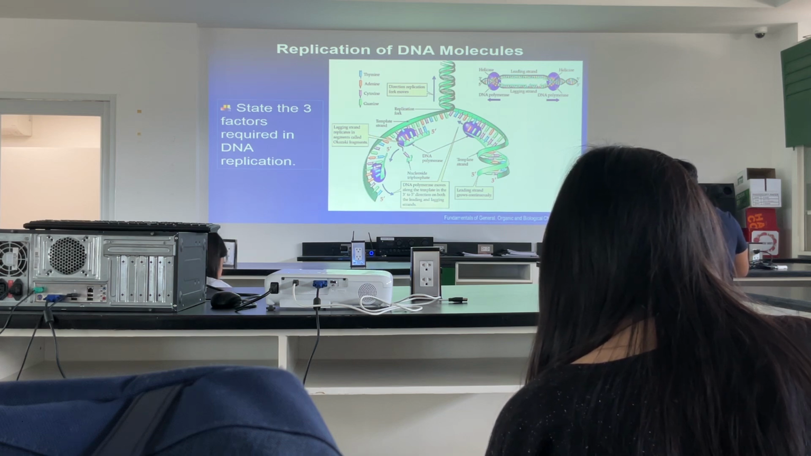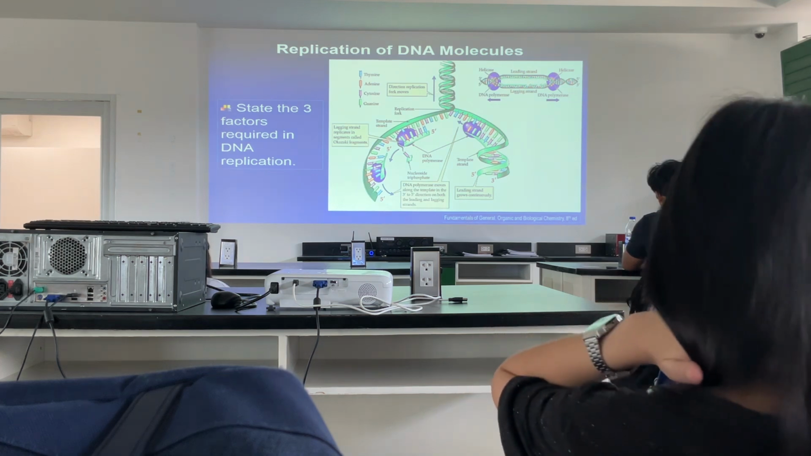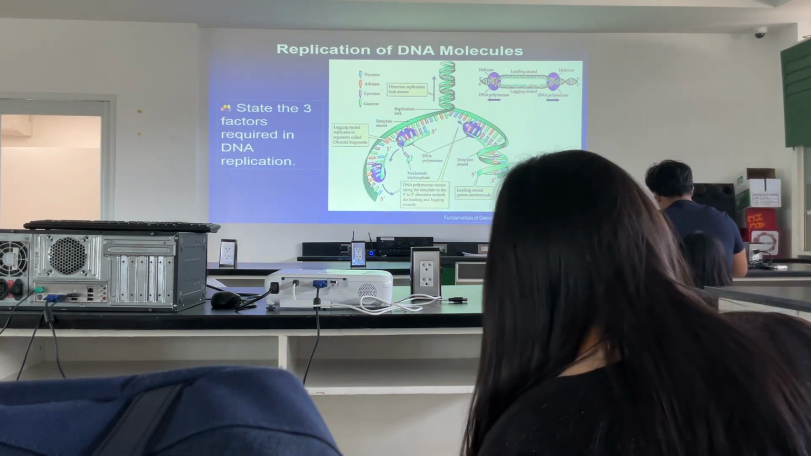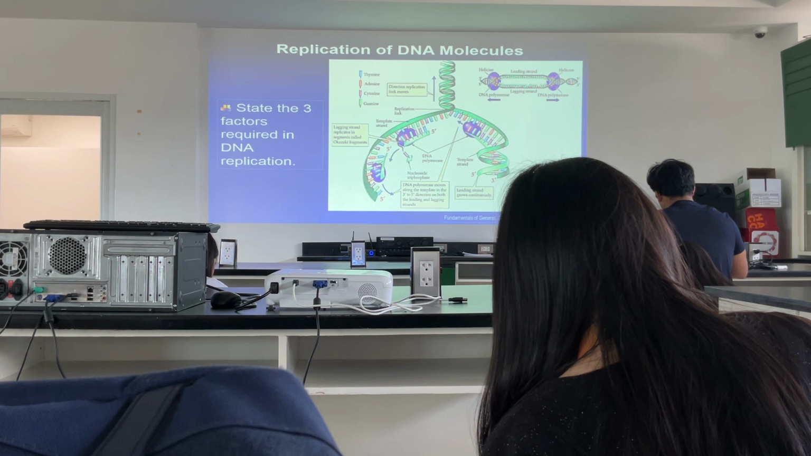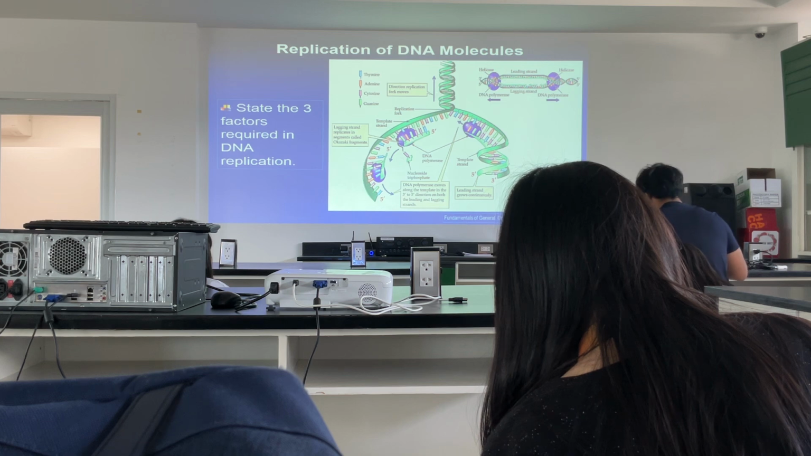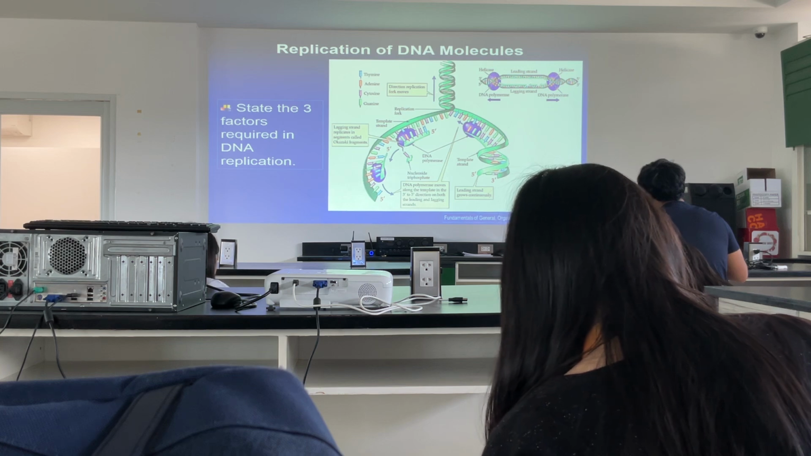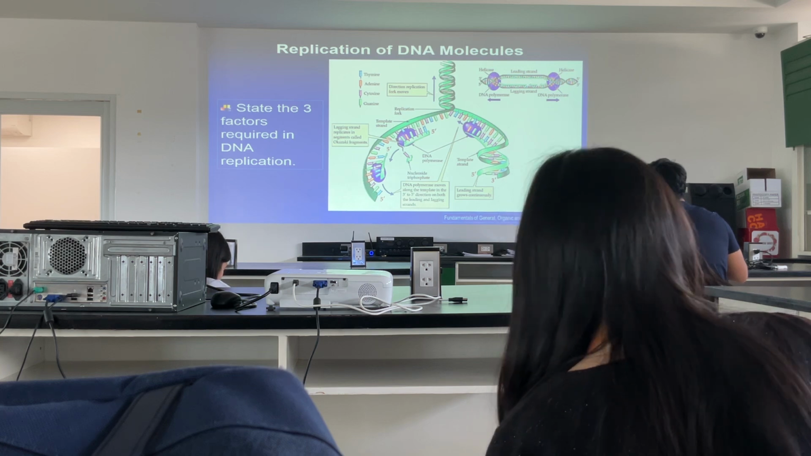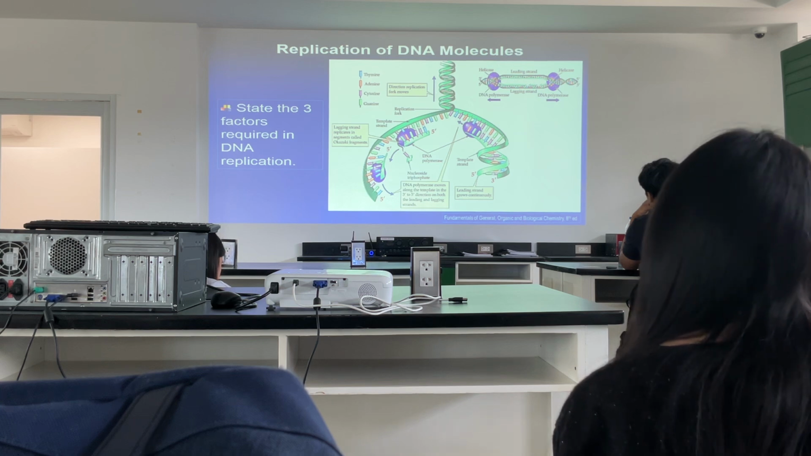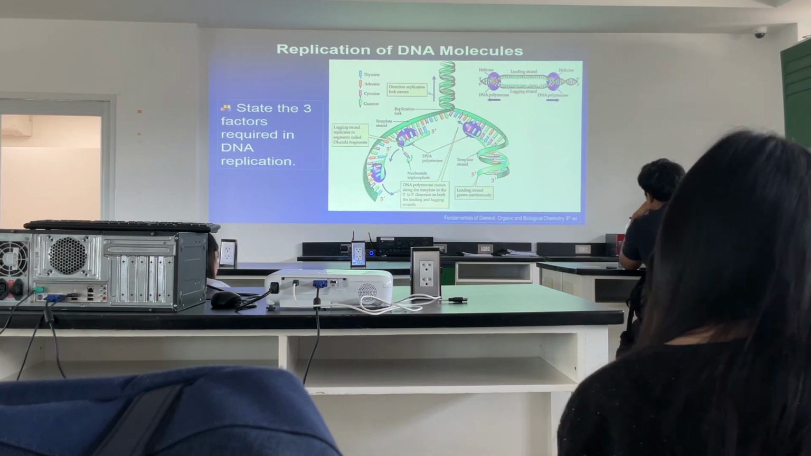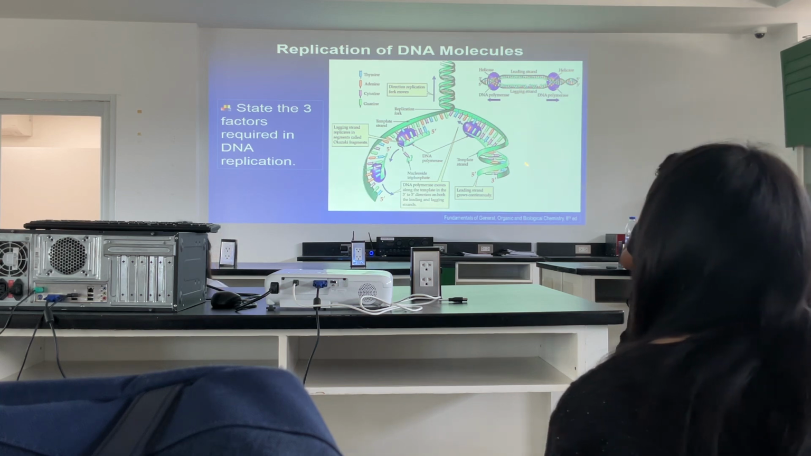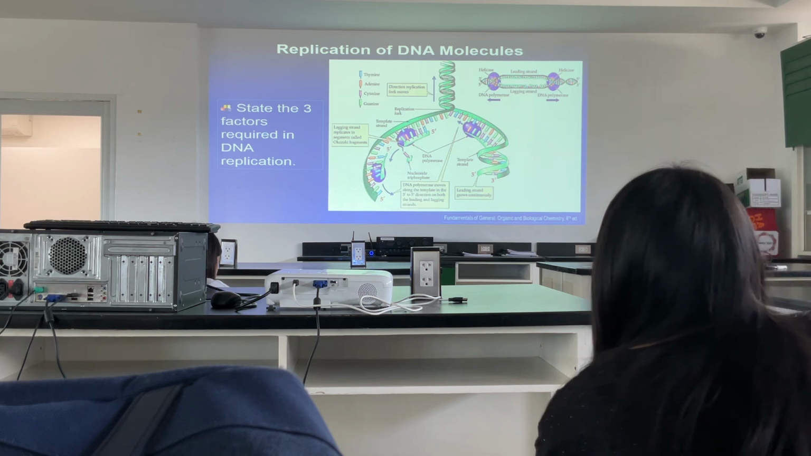So the third factor will be an RNA primer synthesized by your enzyme primase. So those are the three factors required in DNA replication. Enzymes, 5 of them. Second, a DNA binding protein that will stabilize its template strand.